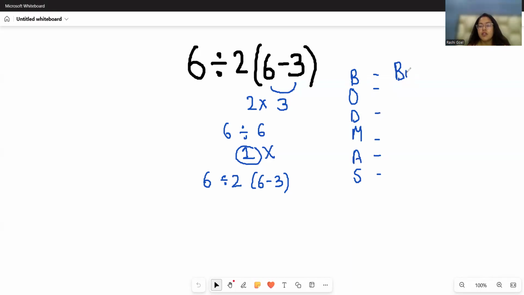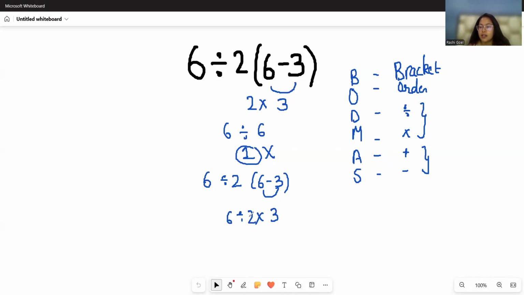As per this rule, first you have to solve the bracket, then orders, then division and multiplication, both have the same priority. Similarly, addition and subtraction. So first solve the parenthesis. This bracket, 6 minus 3, is 3. So 6 divided by 2 multiplied by 3.